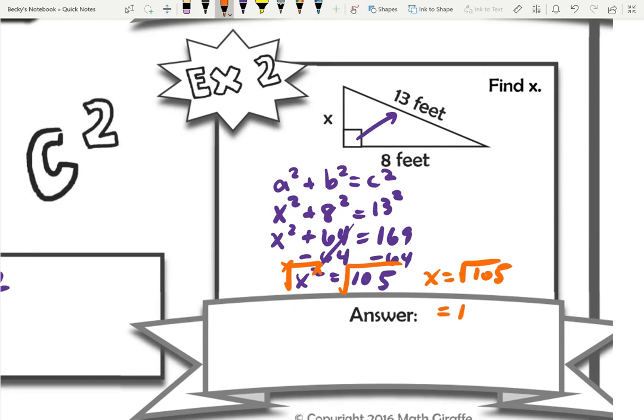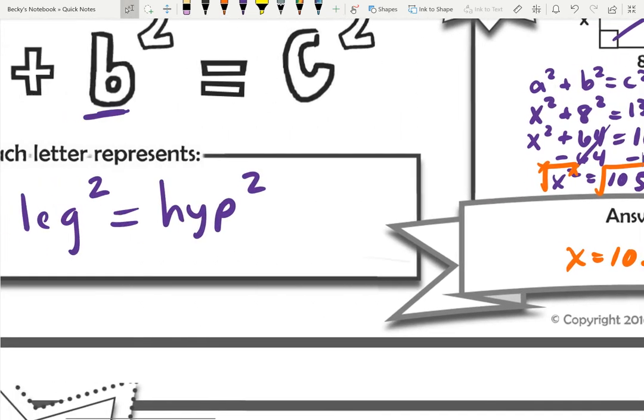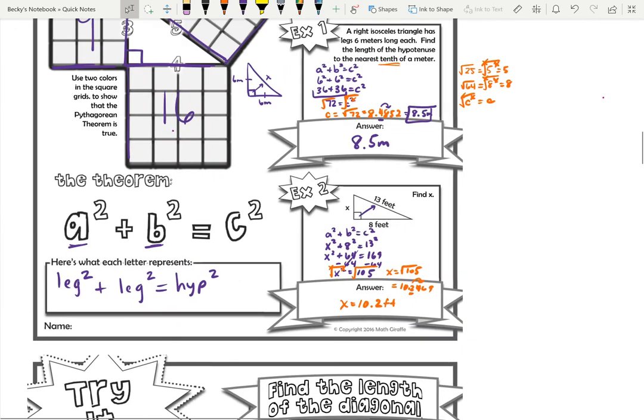When I type this in, I get 10.2469. So look at the 2 and say the number next to it, do you round up or down? And since it's less than 5, you're going to round down. So my answer is 10.2 feet. All right, let's go ahead to the second page.